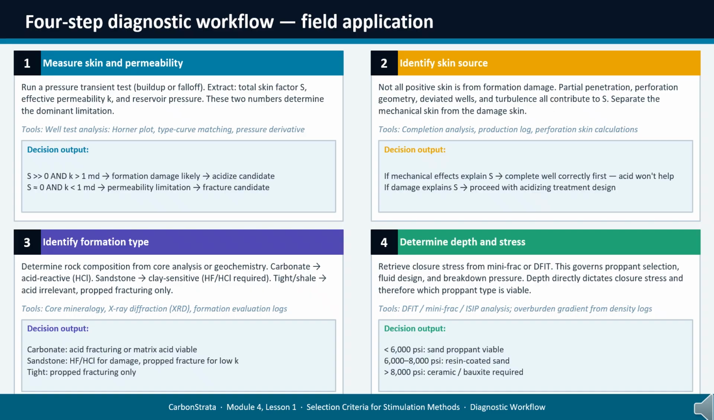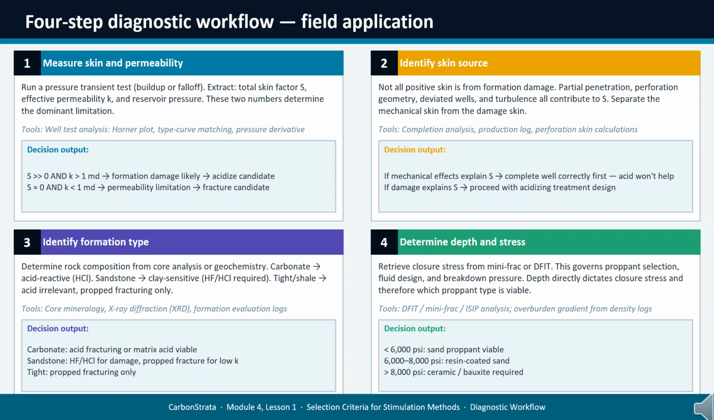This is the process you follow in the field. Step 1. Measure permeability and skin. Without this, everything else is assumption. Step 2. Identify what creates the skin. Is it formation damage or completion effects? This determines whether treatment is even required. Step 3. Define reservoir type. This controls fluid selection and method applicability.